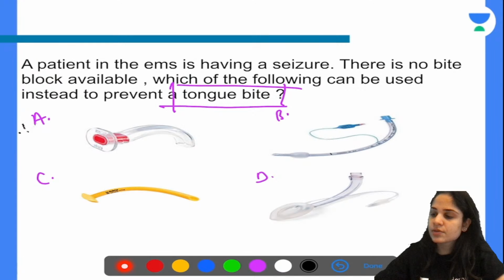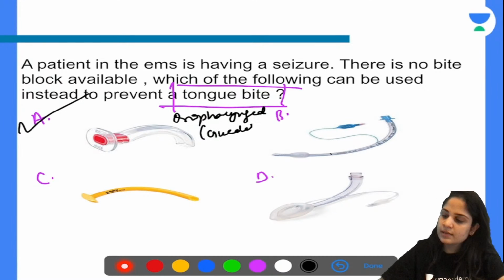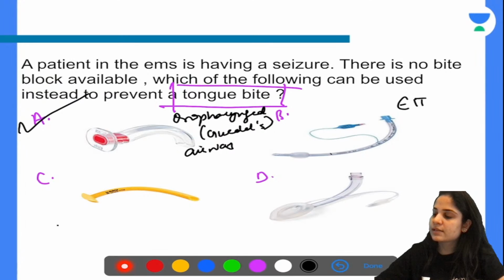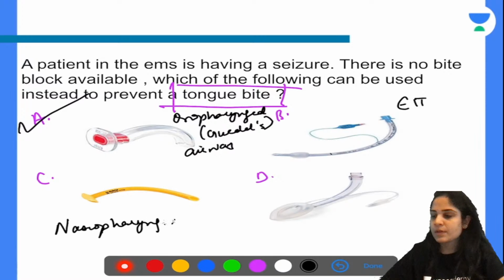Very good, Ayush. So A is nothing but an oropharyngeal airway. This is also called as Guedel's airway. Oropharyngeal airway or Guedel's airway. What is B? B is an endotracheal tube. Okay. What is C? C is a nasopharyngeal airway. And what is D? D is an LMA. Okay. Yeah. So these are all the four things that we have over here.